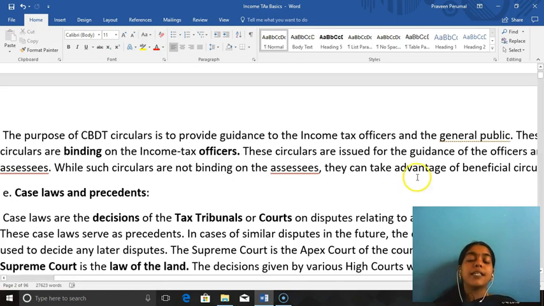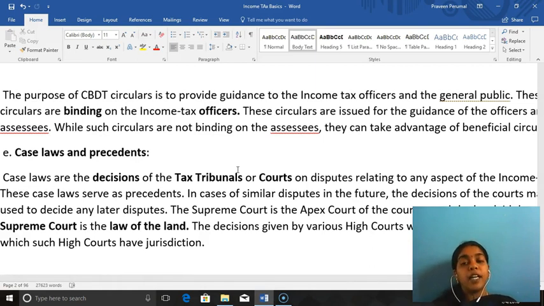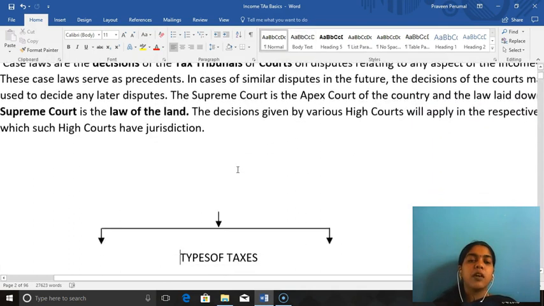But the assessees can take advantage of beneficial circulars. Whenever a dispute comes, the assessee can quote the beneficial circular to his benefit. So it is not binding on the assessees, it is binding on the ITO. But whenever a dispute arises, these circulars could be quoted and the advantage could be enjoyed by the assessees. Next, case laws and precedents.